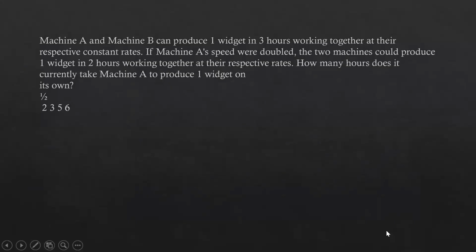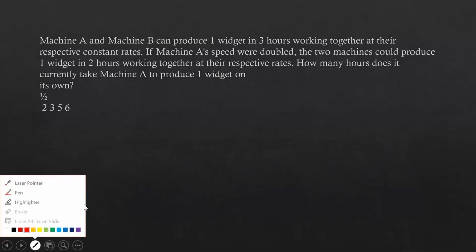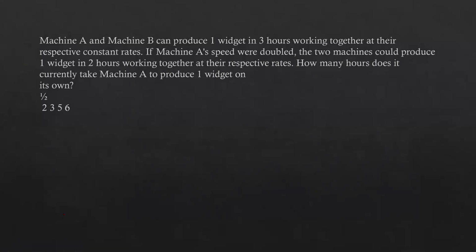So this question says that machine A and B can produce one widget in 3 hours. So you have work done is equal to rate into time. So machine A and B can produce one widget in 3 hours. So they both are working at their respective rates. If machine A's speed was doubled and two machines could produce one widget in 2 hours, how many hours does it take A? So what you will do here is you will first just put down the information that is given to you.